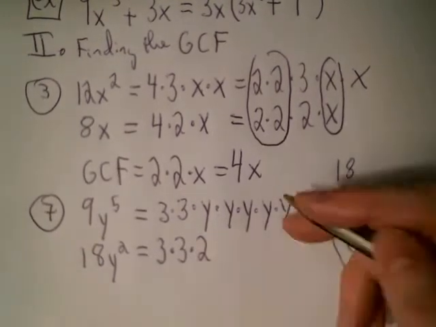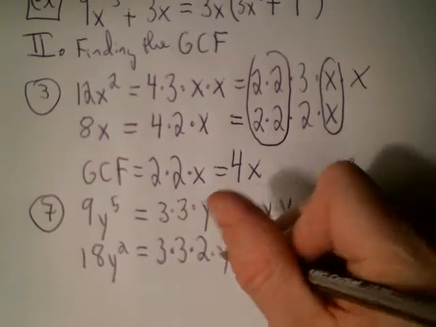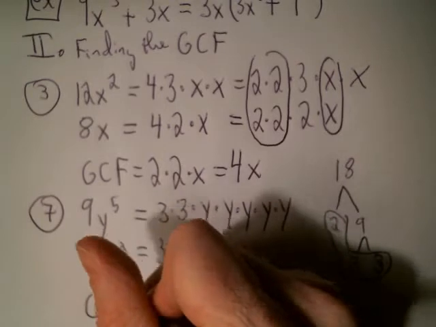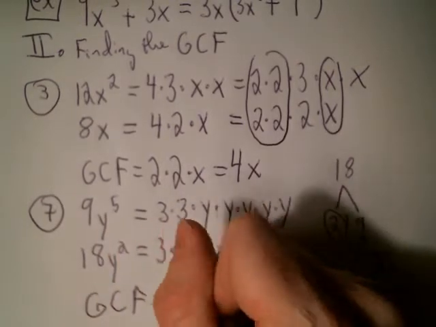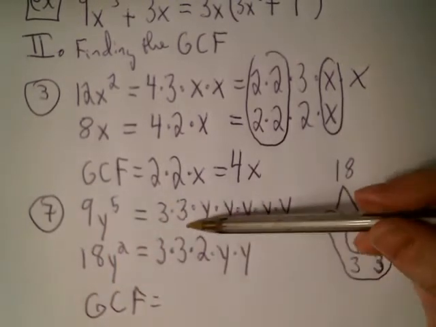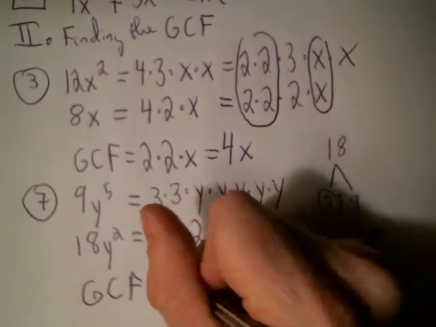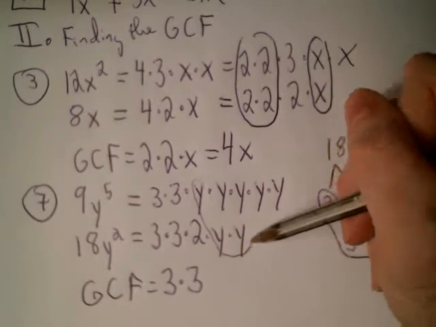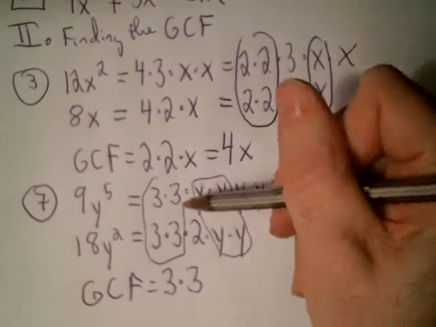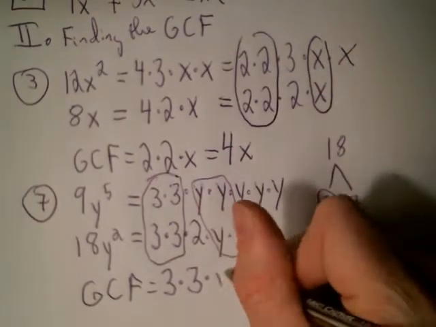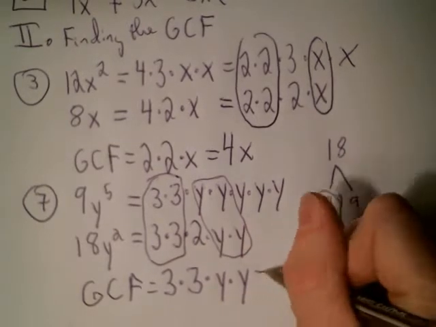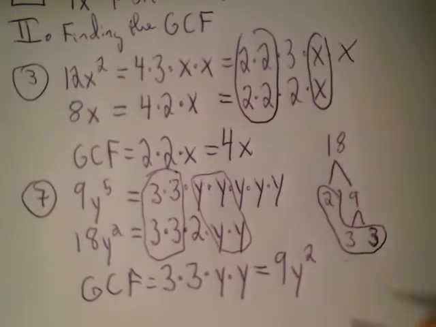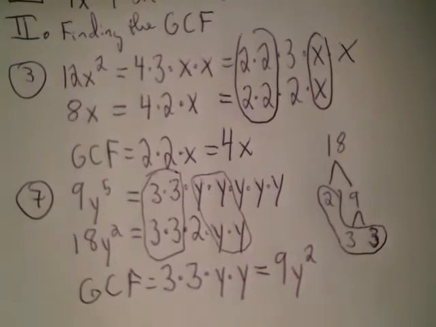Okay, and then y squared. So I have then times y times y. The GCF, the commonality here then, well, let's look. There's 2 3's that are the same. So the GCF will have 3 times 3. And then also 2 y's. So y times y times y. Okay, so 3 times 3 is 9. Y times y will give you y squared.